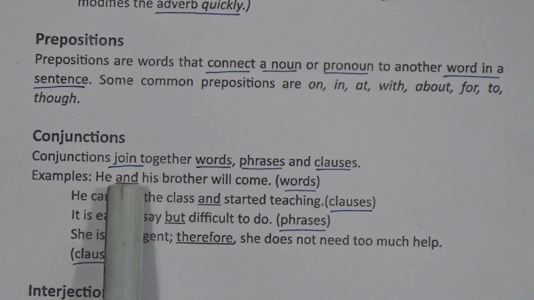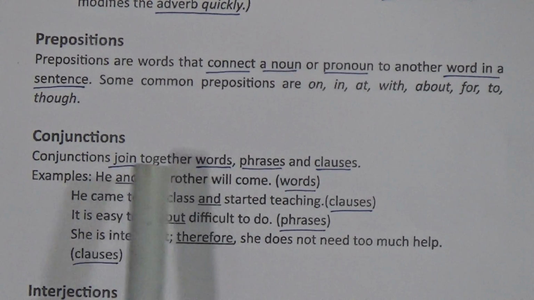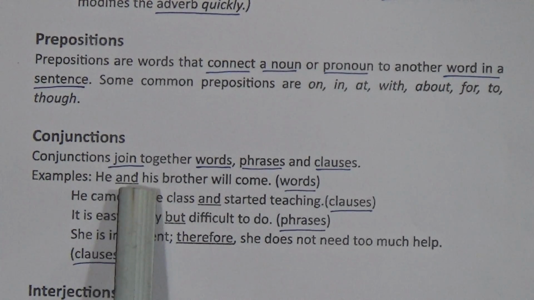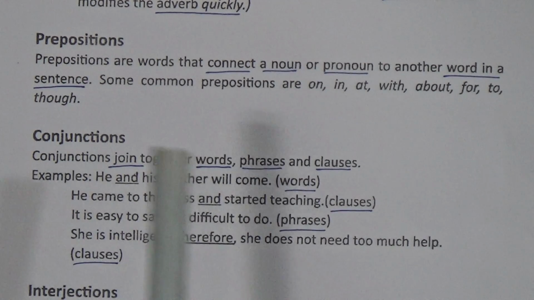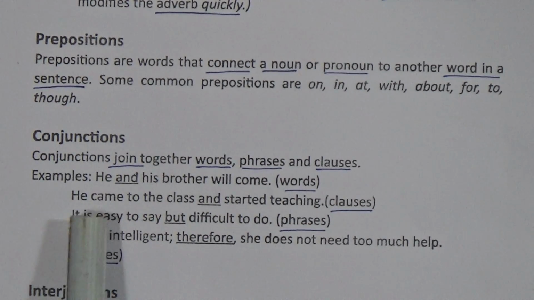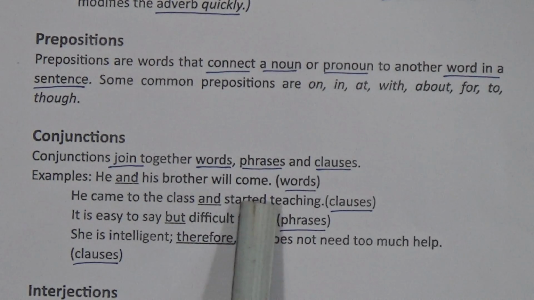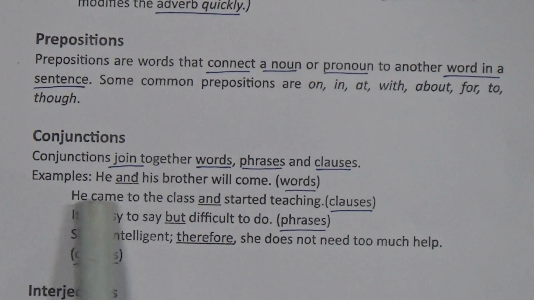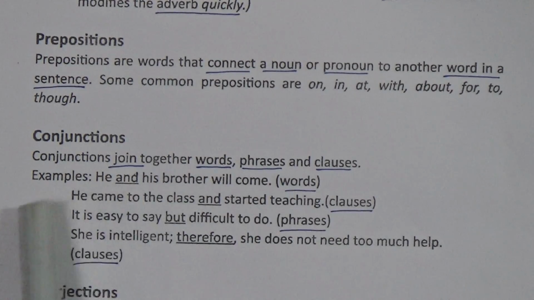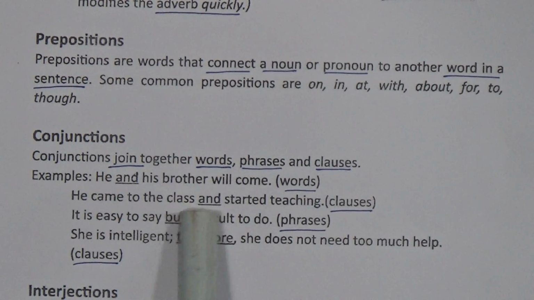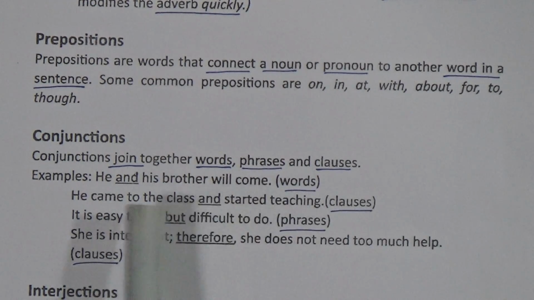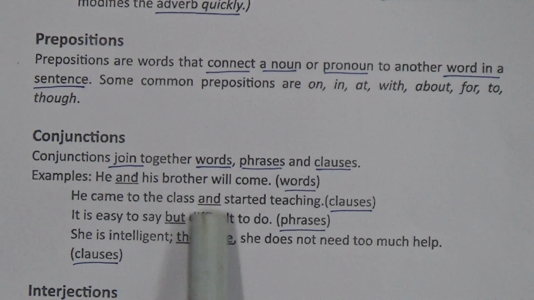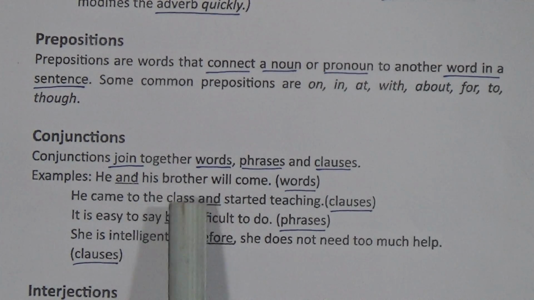Example 1, he and his brother will come. So our conjunction is and here. And what is it joining? Words. He and his brother. Second one, he came to the class and started teaching. What kind of joining is it? Clauses. He came to the class and is our conjunction, and the rest of the sentence is started teaching. These two parts of the sentences are joined with the conjunction and. And this is an example of how conjunctions join clauses.